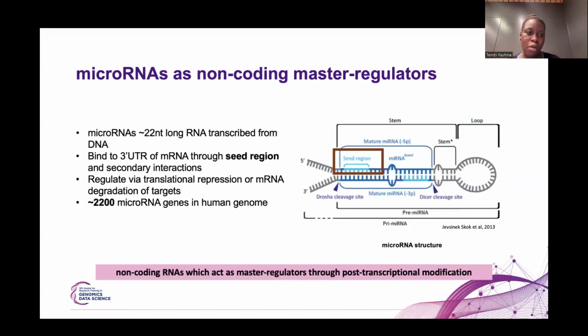But in particular, I'm interested in a specific type of non-coding regulator called microRNAs. These are 22 nucleotide long RNA sequences that are transcribed from DNA. The schematic diagram on your right-hand side shows the seed region, highlighted in the brown box, of a microRNA. That's the bit that is expected to bind to the mRNA at its 3' UTR. MicroRNAs repress mRNA expression or allow its degradation, and there are over 2,000 microRNA genes in the human genome.